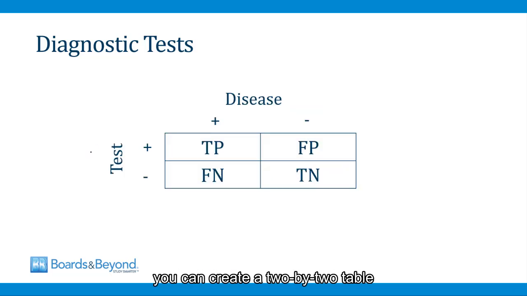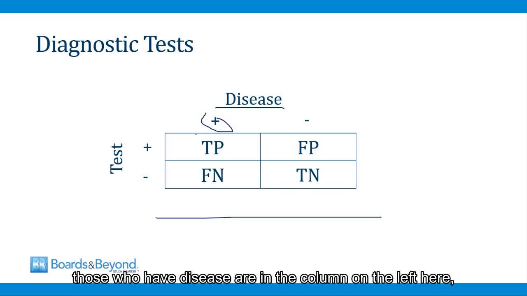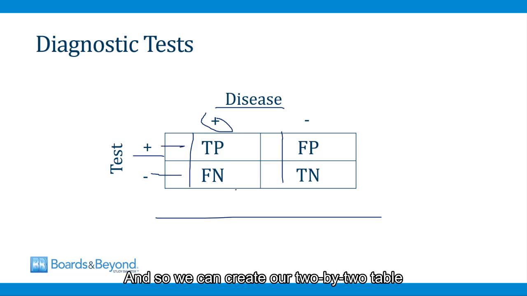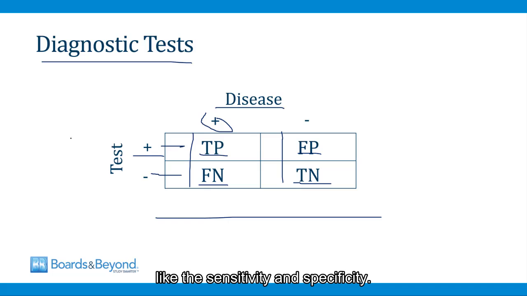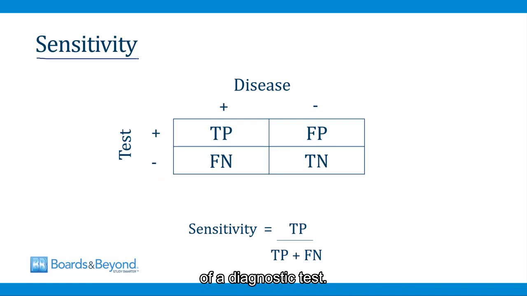And once you've done this, you can create a 2x2 table like what I've shown on the screen here. Patients with disease are along the top. Those who have disease are in the column on the left here. Those who do not are on the right. And then if the test is positive, those individuals go in the top row. If the test is negative, those individuals go in the bottom row. And so we can create our 2x2 table with true positives, false negatives, false positives, and true negatives. And we'll use the numbers in tables like this to determine values for a diagnostic test like the sensitivity and specificity. So let's start by talking about the sensitivity of a diagnostic test.